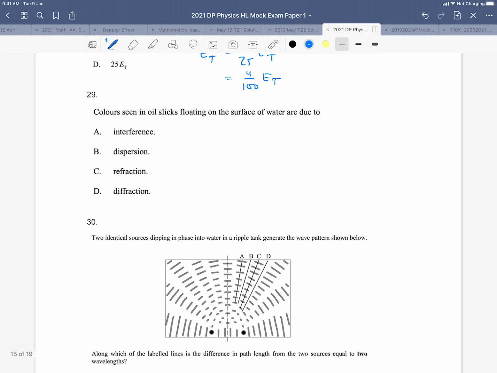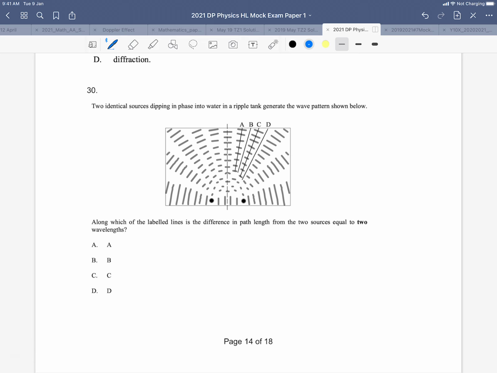Colors seen in oil slicks. Okay, still topic 9, high level, thin film interference, of course. Colors in oil slicks, this is the thin film interference phenomenon.